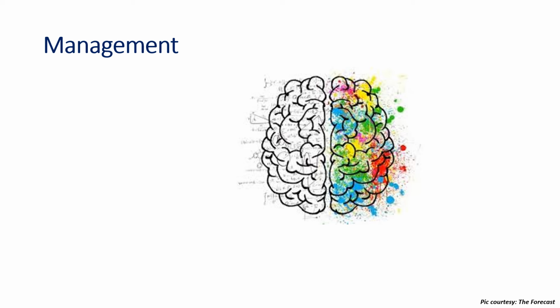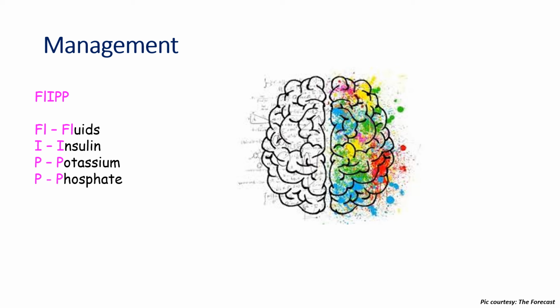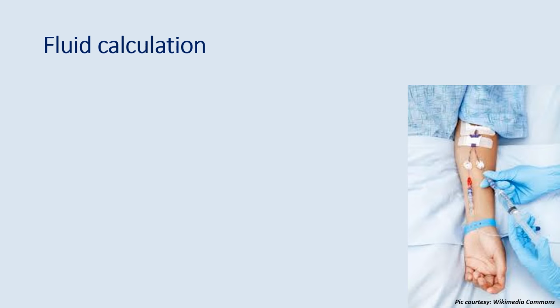Now, a simple mnemonic to keep in mind the salient points you have to manage is FLIP, where FL stands for fluids, I stands for insulin, P stands for potassium, and P stands for phosphate. So these are the 4 important parameters which you have to take care of while managing a patient of DKA, and of course you have to take care to prevent cerebral injury. Earlier cerebral edema is what we knew, but now the term used is cerebral injury.